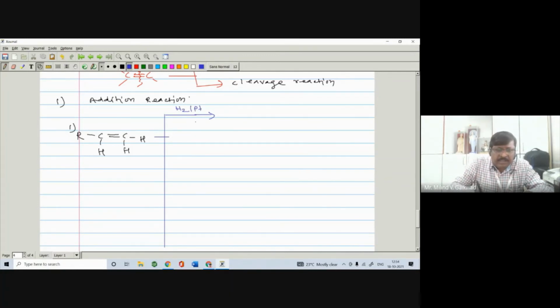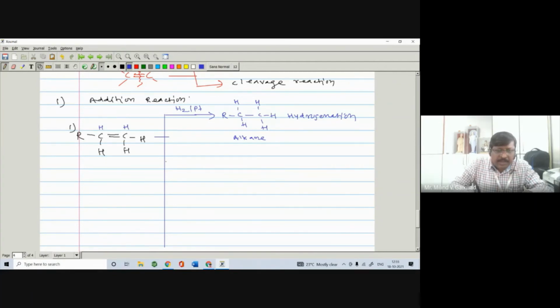So what happens? This hydrogen will add on the carbon-carbon double bond, and here you are getting R, C, H, here is the C, H, here is the H. There is the addition of H and H. So you are getting the corresponding alkane, right? And as there is the addition of hydrogen, it is called a hydrogenation reaction. We can write the example, you replace R by methyl, you get the corresponding compound, right?